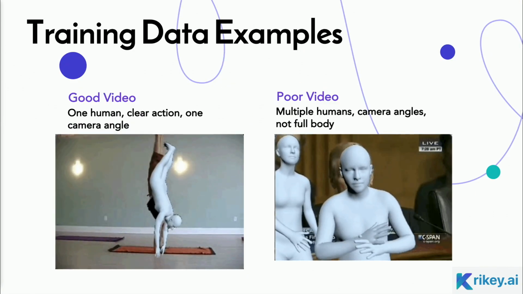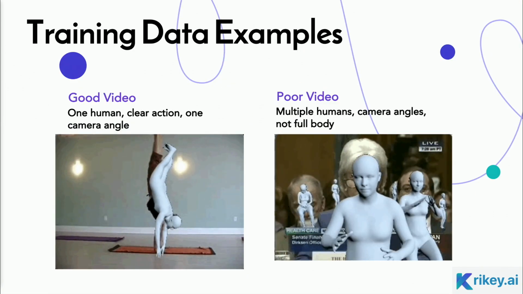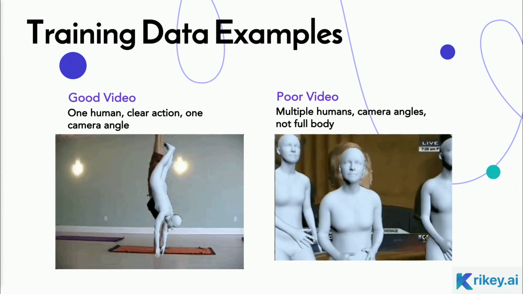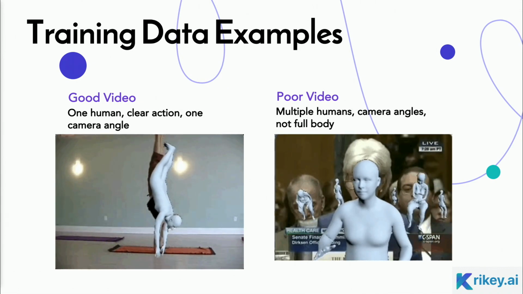And so again, just to reiterate, we've got to find a way to build a training pipeline that's going to filter out good videos and poor videos. Good videos have one human, a clear physical action, and just a singular camera angle. And then poor videos often have multiple humans, camera angles, and they're not full body.